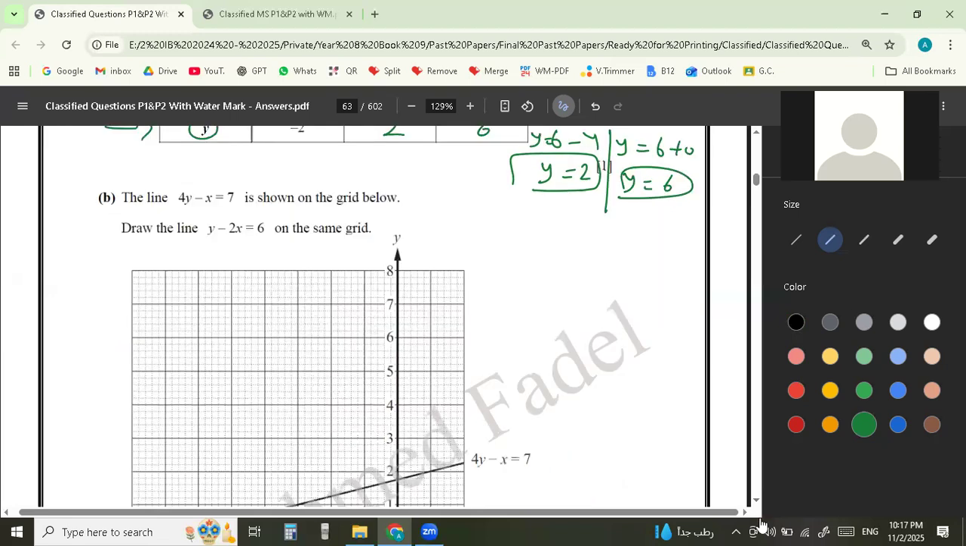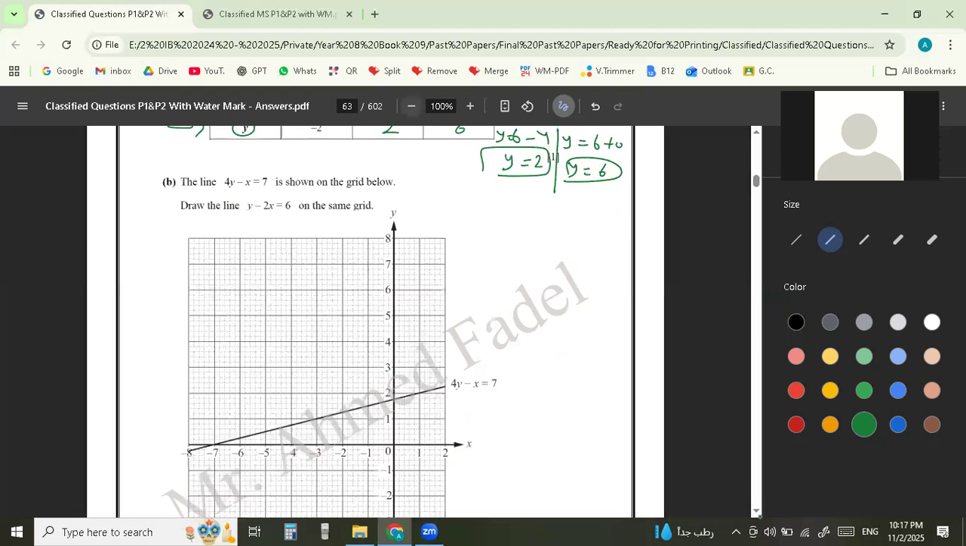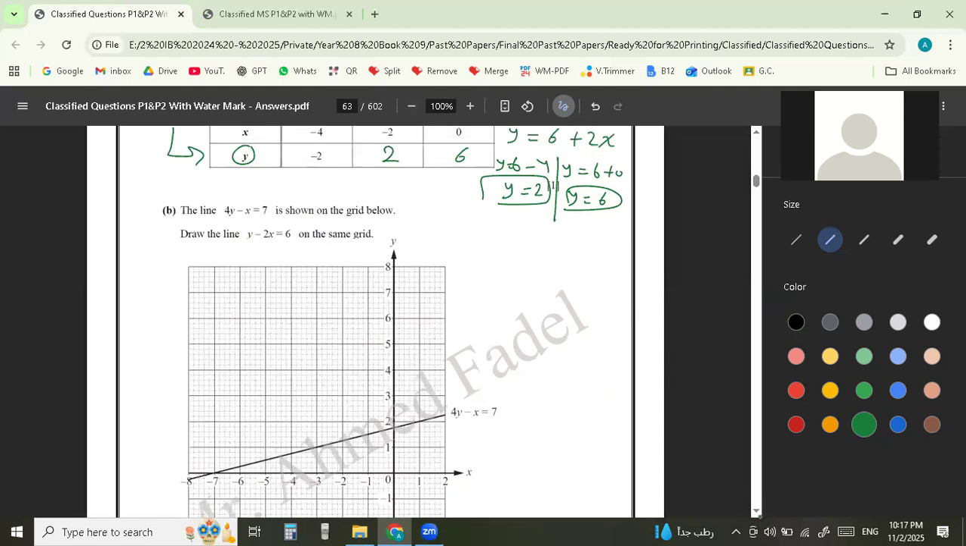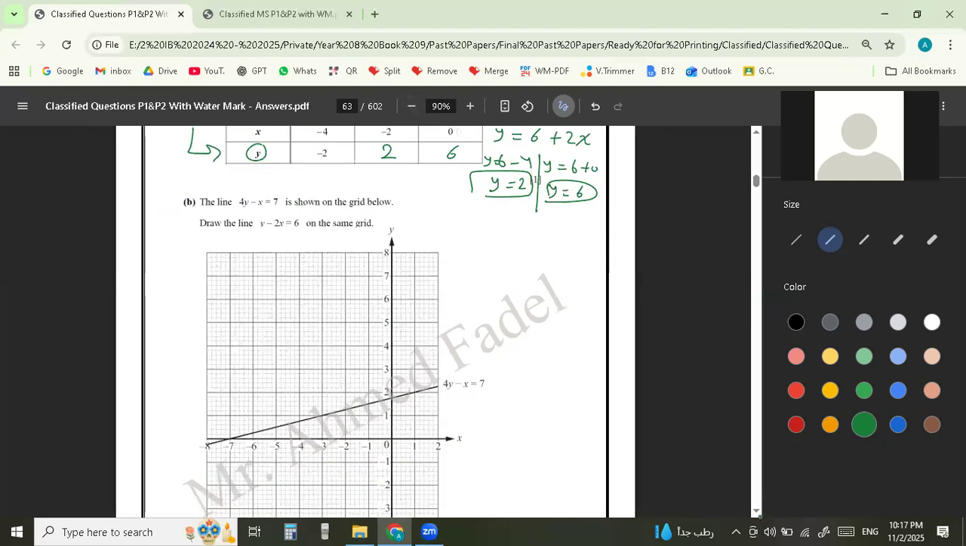I'm going to just have to minimize. All right. They want you here to draw the line. We found -4 is -2. I need to minimize more. -4, -2. So -4, -2 is here. -2, 2. So -2, +2 here. 0, 6. So 0, 6 here.